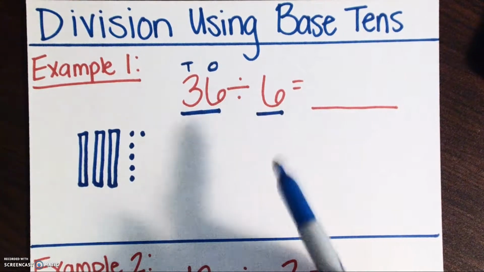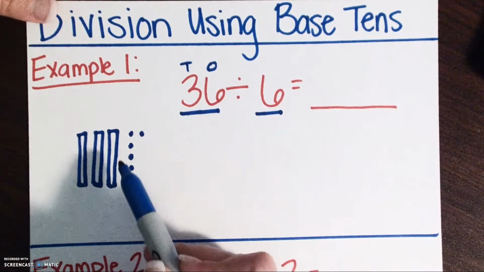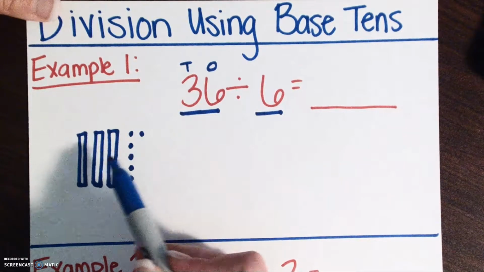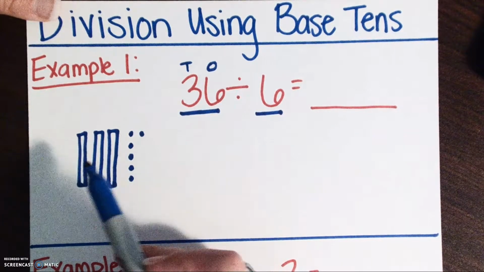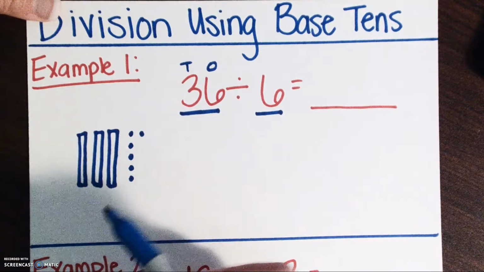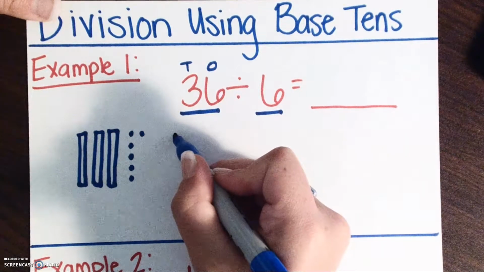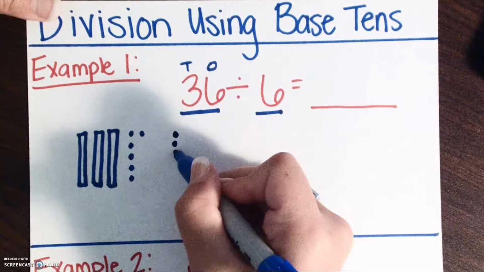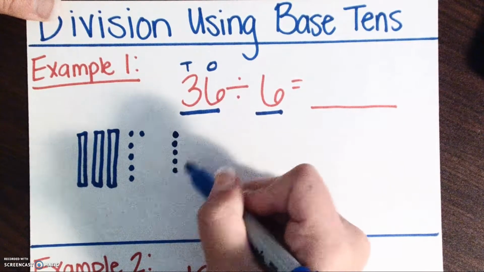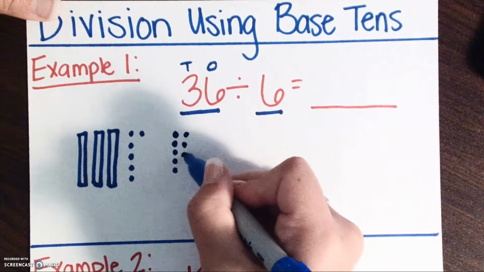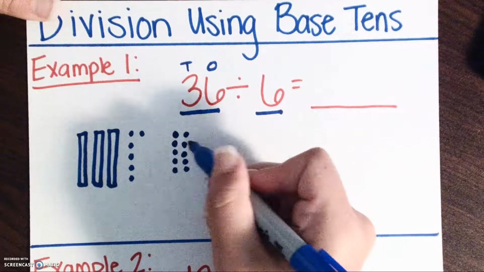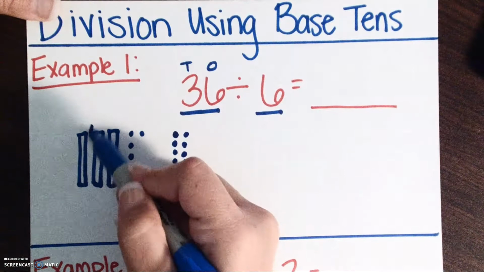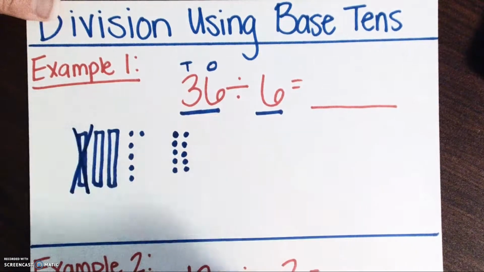So when there's not enough base 10 blocks to divide it up evenly into your 6 groups, we can trade these out for 1s. So we could trade these 10s for all 1s. One of these rods is worth 10 ones. So we're going to make 1, 2, 3, 4, 5, 6, 7, 8, 9, 10. Now, that 10 frame right there came from this. So we can mark that one out. Okay, we've traded it out.